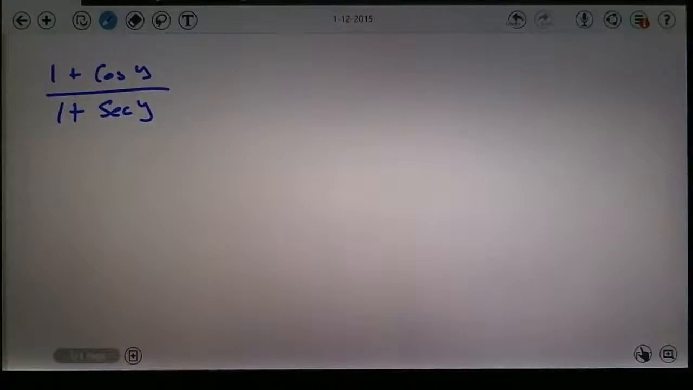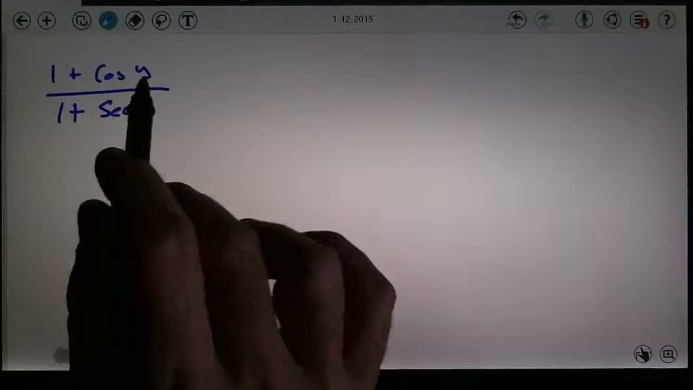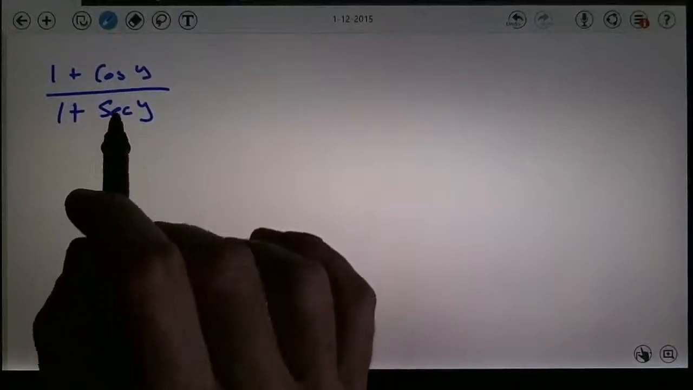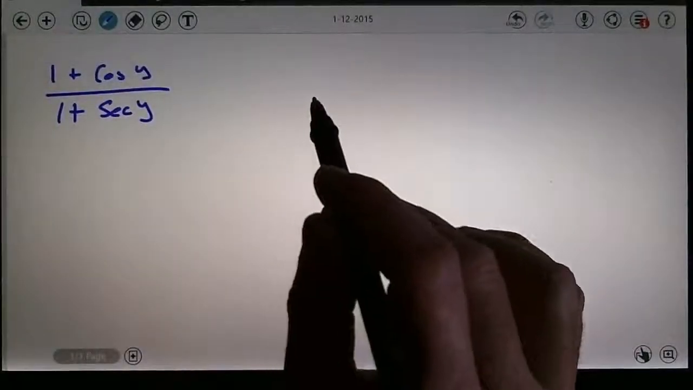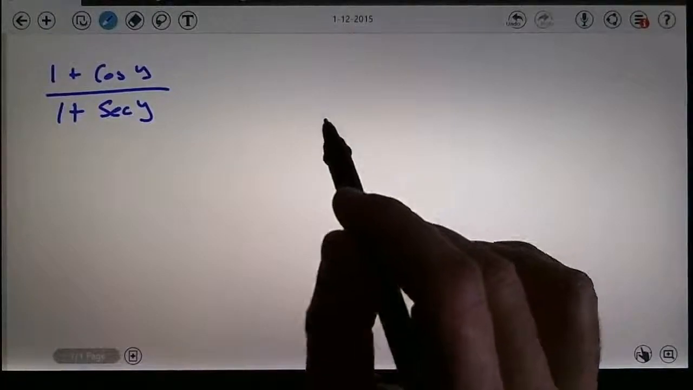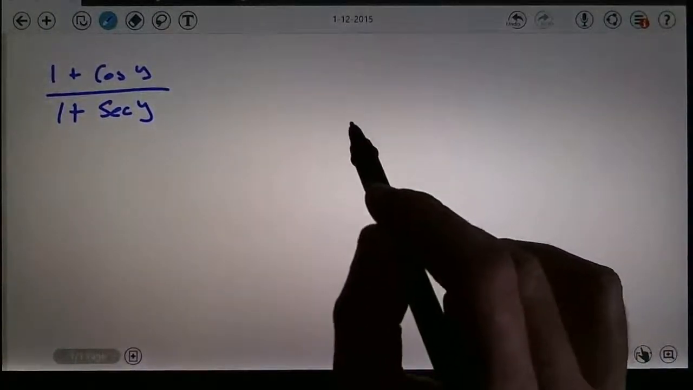So the task is to simplify this. There's a lot of different ways you can go about this. First of all, when I'm thinking simplify, one of the things that jumps out at me is that there's secant and cosine together in here. As you do more and more of these, you'll start to see relationships and things to do.